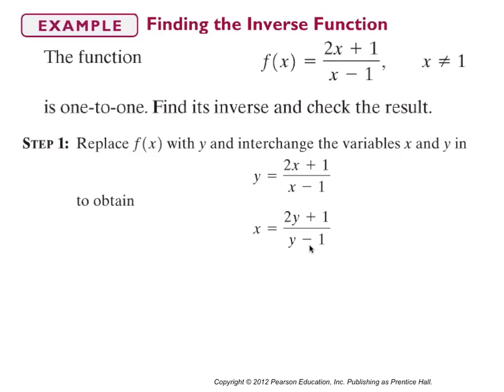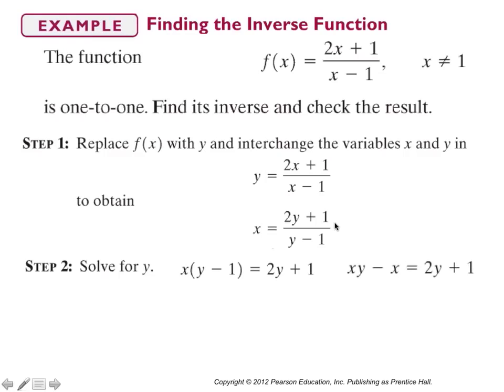Now, anytime you have y in a numerator and a denominator, the best thing to do first is go ahead and get rid of your denominator. In order to do that, you want to multiply both sides by y minus 1. So you have x times y minus 1 equals 2y plus 1. So we no longer have a fraction, which is nice. And then you go ahead and distribute your x through. So you have xy minus x equals 2y plus 1.